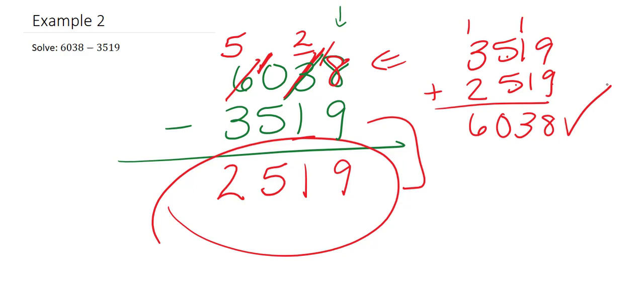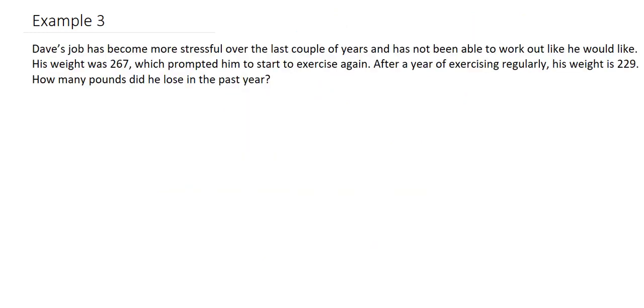So let's go ahead and look at the next example. Example 3. Dave's job has become more stressful over the last couple of years and he has not been able to work out like he would like. His weight was 267, which prompted him to start to exercise again. After a year of exercising regularly, his weight is 229. How many pounds did he lose in the past year? So we have 267, and he went down to 229. So let's go ahead and subtract.